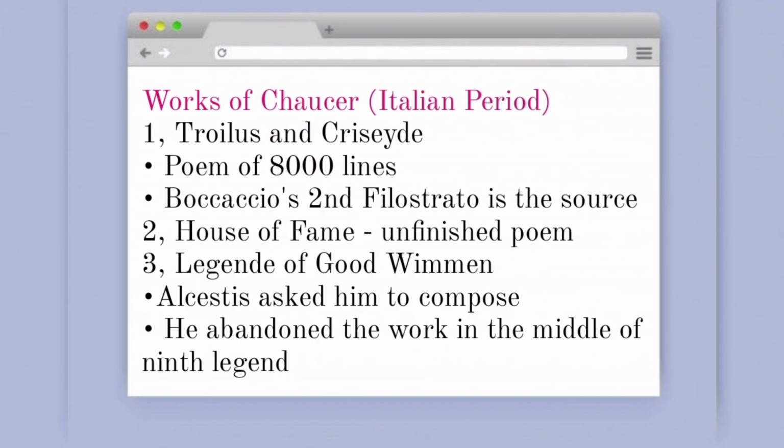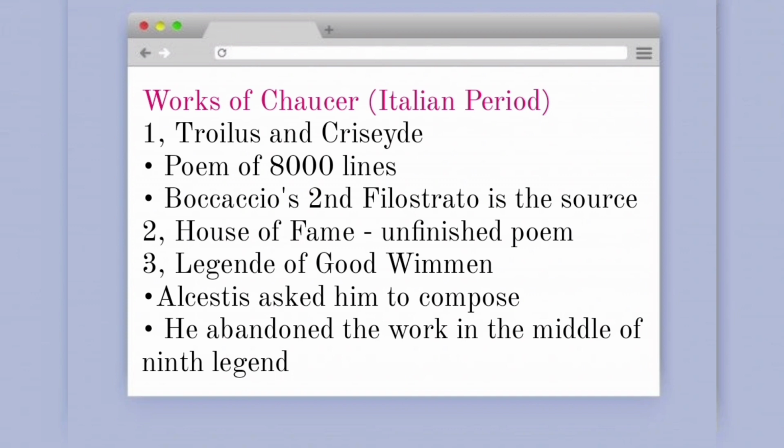So let's look at the second period, that is his Italian period, where we have the chief work, that is Troilus and Cressida. Troilus and Cressida is actually a poem of 8,000 lines. We know that Shakespeare also makes use of Troilus and Cressida, but for Chaucer's Troilus and Cressida, the immediate source is Boccaccio's Il Filostrato. As it is the Italian period, we know that Boccaccio, Dante, Petrarch were very famous during this period. So Boccaccio's Il Filostrato is the immediate source of Chaucer's Troilus and Cressida.